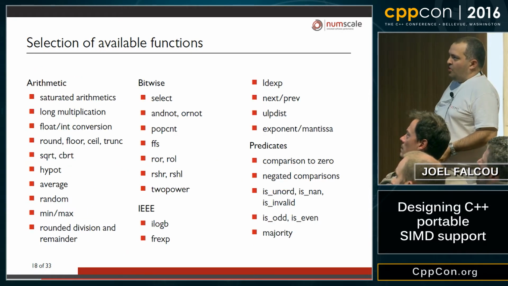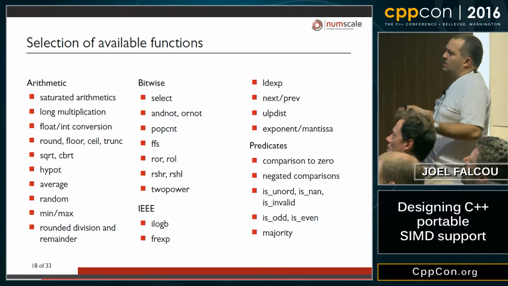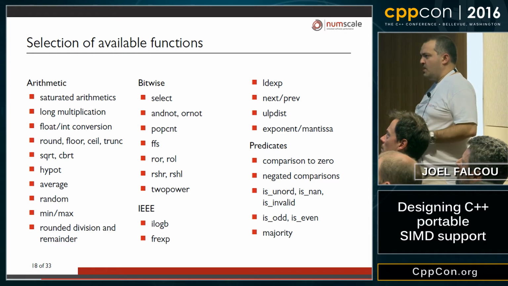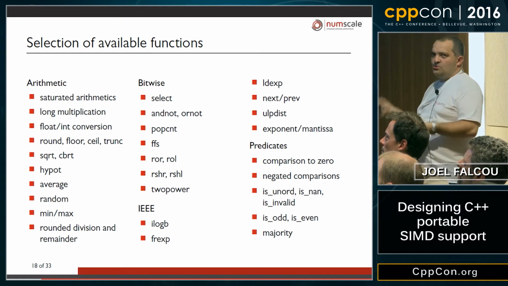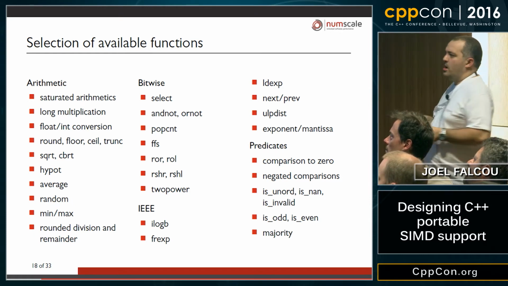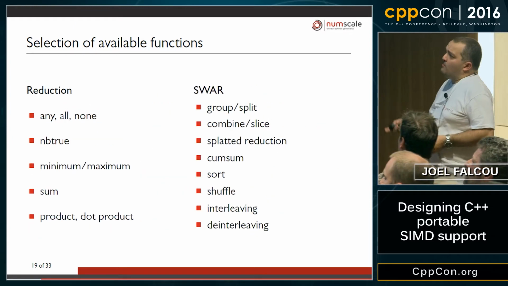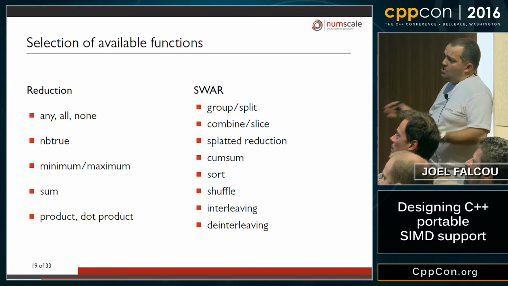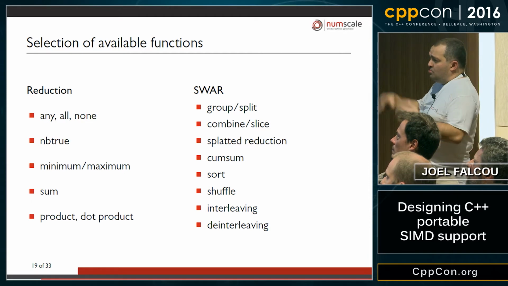We also have a bunch of functions, 360 something, that cover all the basics from arithmetic stuff, bitwise operations, some IEEE operations, a bunch of predicates. We have a large selection of trigonometric functions, exponential, and so on, which are pretty much already ready to use. We have a bunch of reductions, so we can ask if any or none elements in the pack verify the predicates, compute the sum, and so on.